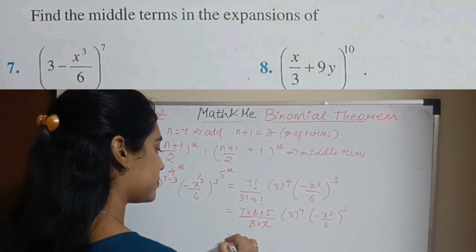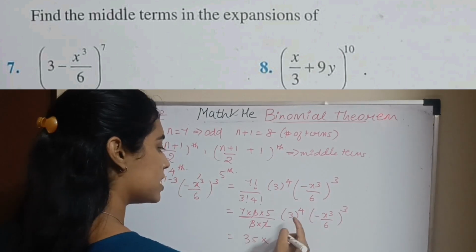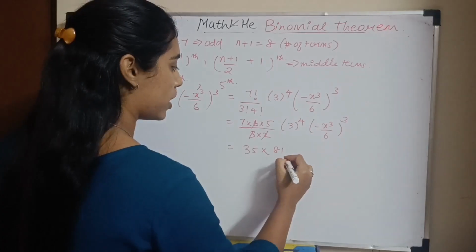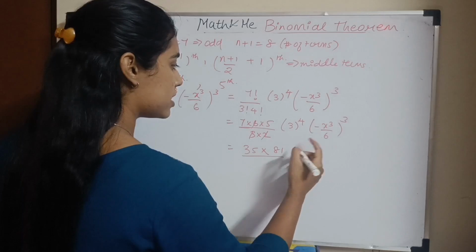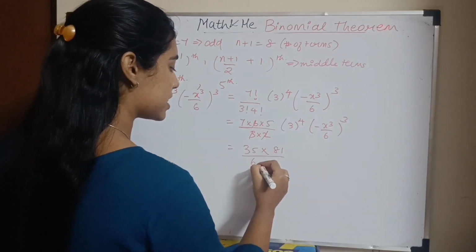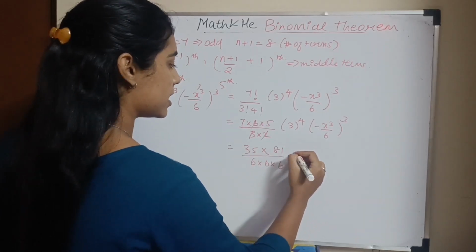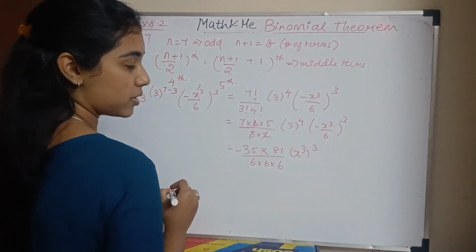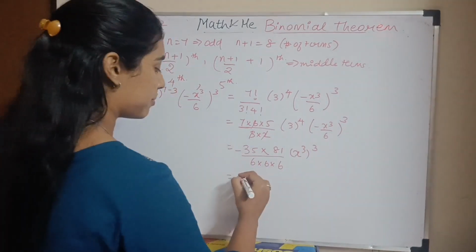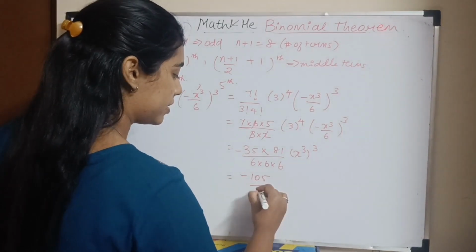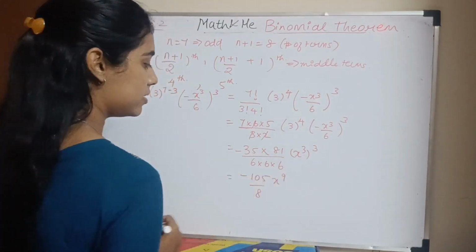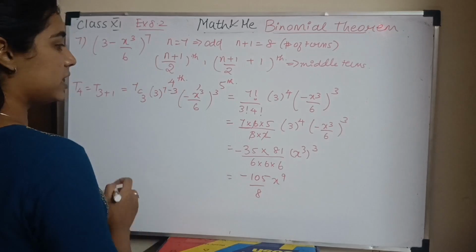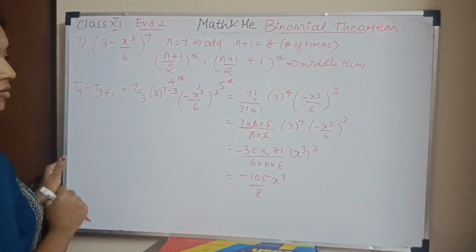So what do I have? 35 times 3 to the power 4, which is 81, divided by 6 cubed, which is 6 into 6 into 6, times x cubed the whole cube, and the minus comes out. Okay. So I have minus 105 divided by 8 x to the 9. So this is my T4, which is the fourth term.